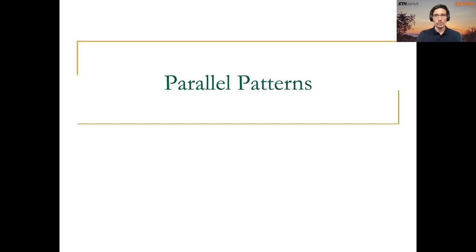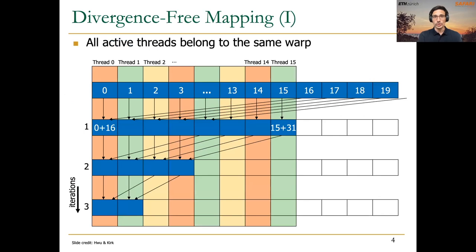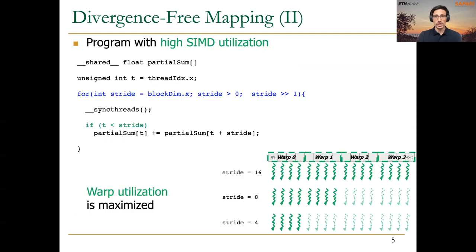have covered so far. We started with reduction, an operation that reduces a set of values to a single value. It requires certain properties like associativity, commutativity, and an identity value. Reduction is a key primitive for parallel computing, as you already know. In order to efficiently implement a reduction on a GPU or other parallel processors, we have to make sure that the mapping is divergence free. We explained that, and we explained how to make sure that the warps that are active are fully utilized in order to maximize the utilization and that way maximize the performance of the reduction operation.